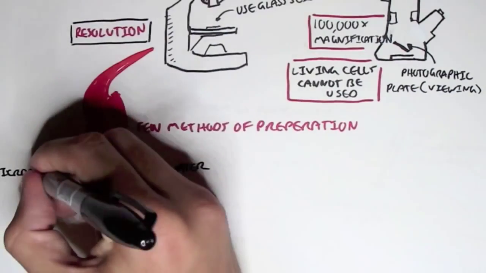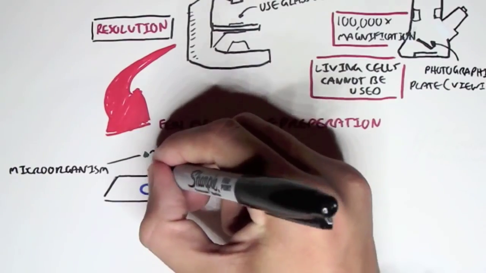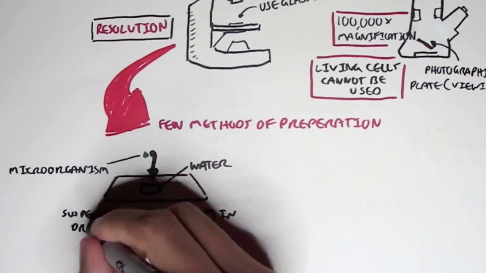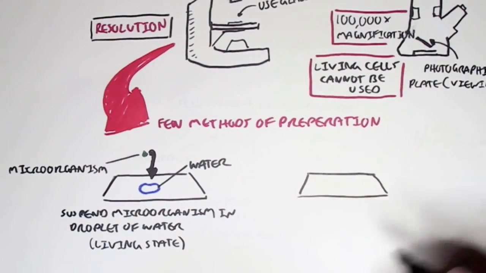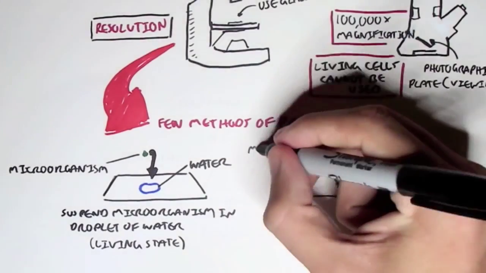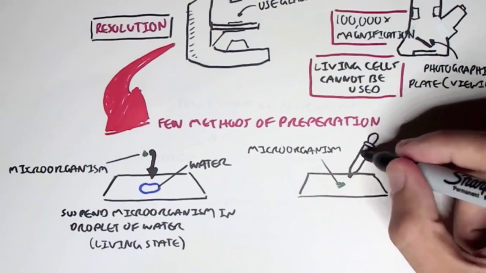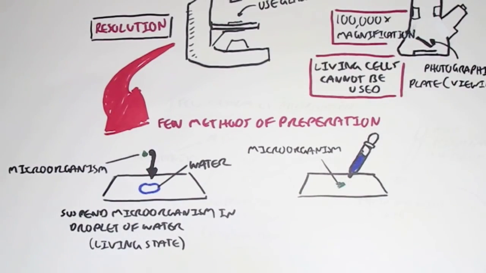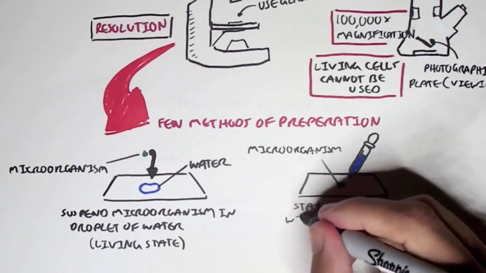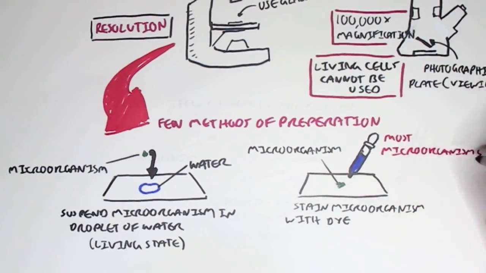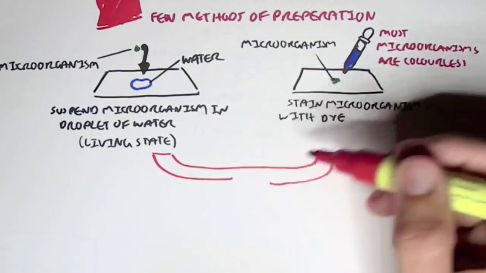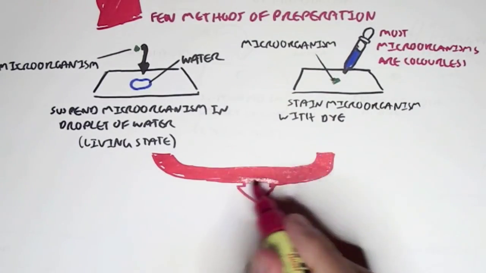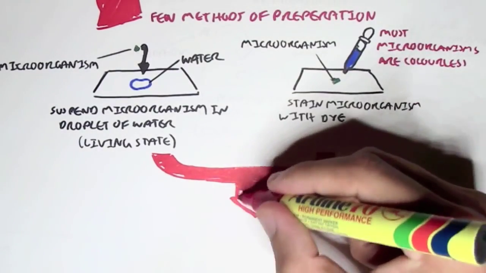The main type of preparation method, there are a few, but the main one is that we can suspend the microorganisms in a droplet of water. And so we can view them in a living state, for example, their movement. We can also use a dye because usually microorganisms are actually colorless. And after we dye it, or we place it in water, we can then observe this microorganism using a microscope.